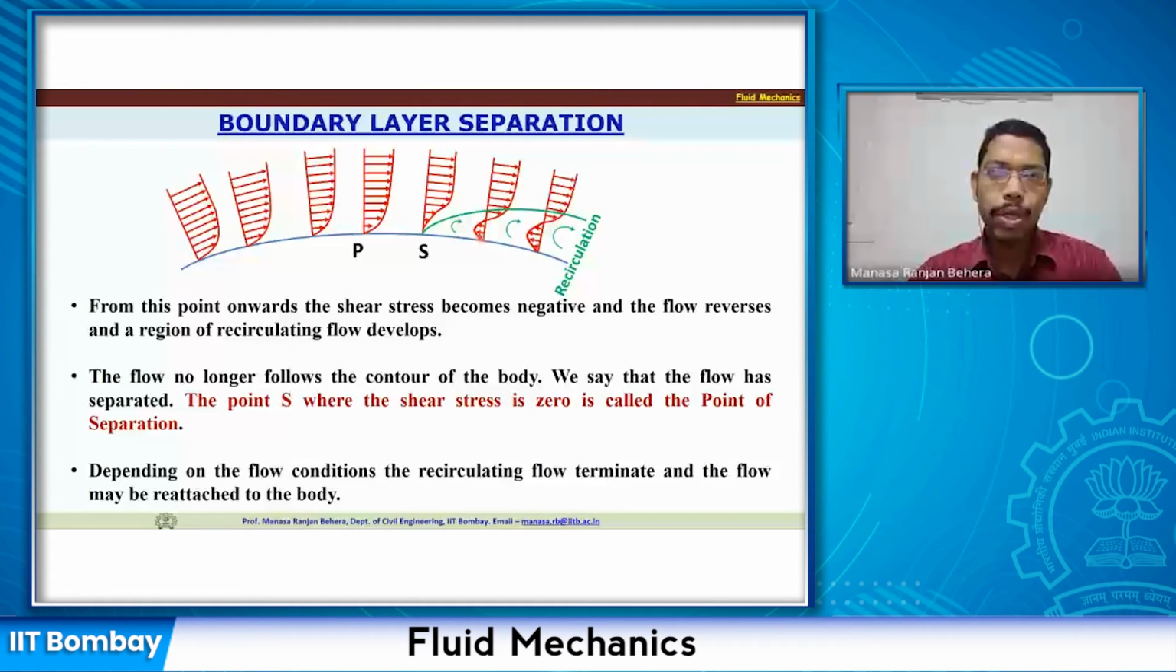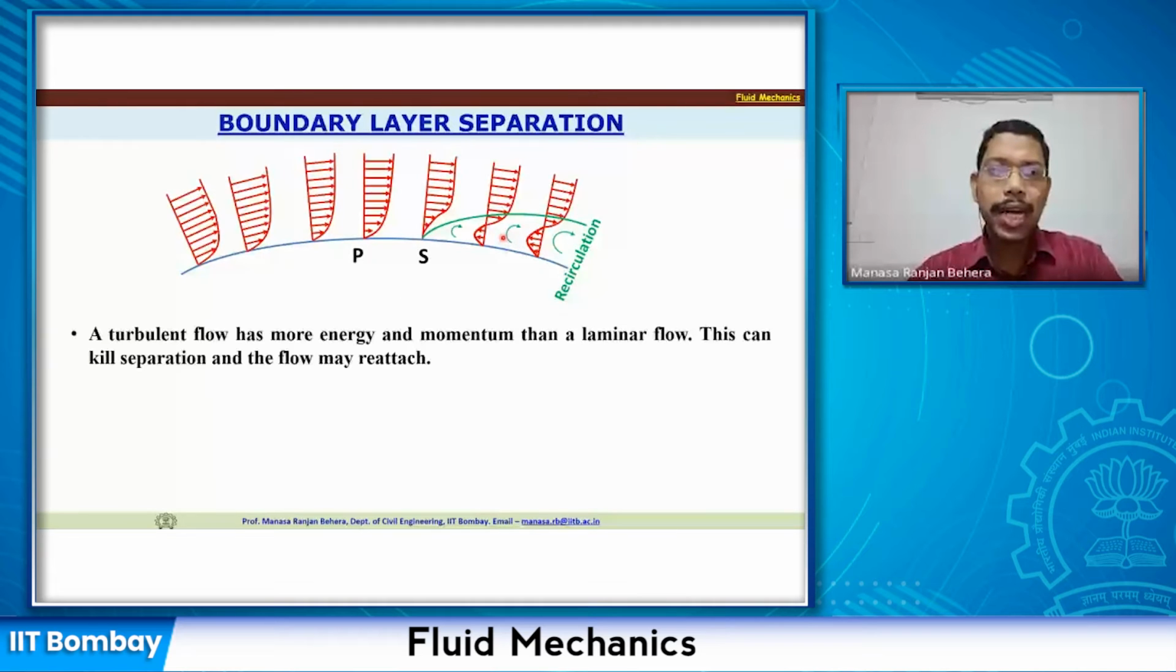When there is a backflow, the flow detaches and there is a shear stress in the opposite direction now, and the flow is reversing, and at some point again it is positive and it's going up. So this zone is going to create a recirculation, and that is going to create some turbulence. A turbulent flow has more energy and momentum compared to the laminar flow, and this can kill separation and the flow may reattach again.